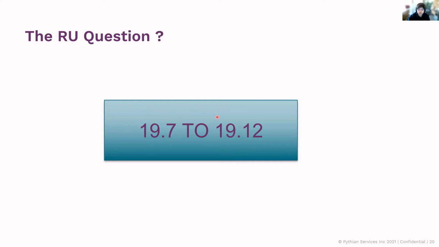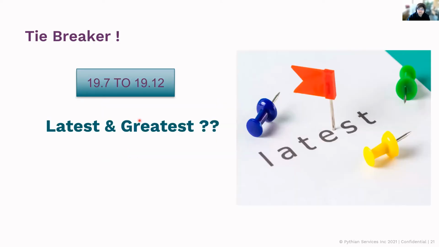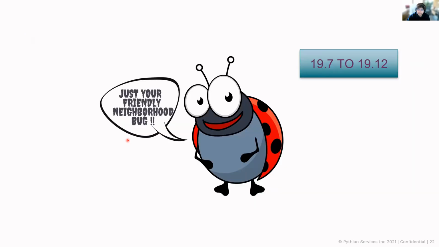Which RU should you go to? Sometimes the push would come to go to the latest and greatest. That's what you're definitely going to hear from Oracle, that you should be on the latest and greatest. But really, should you? Before you go, be careful about your friendly neighborhood bug. Look at the known issues. That's what I mean. How do you do that?